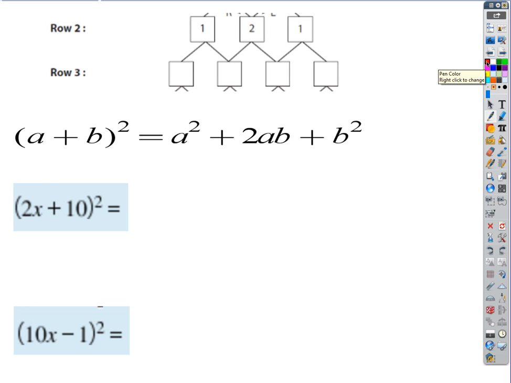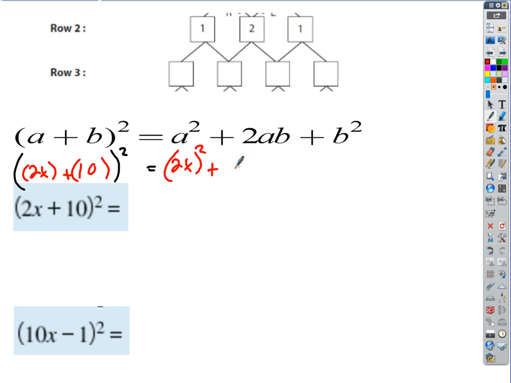So what's my a and what's my b here? 2x is for A, 10 is for B. So I get 2x plus 10 squared. So 2x is my a, right? So I'm going to get 2x squared plus 2 times 2x is my a, my b is 10, plus 10 squared. Just simplify.